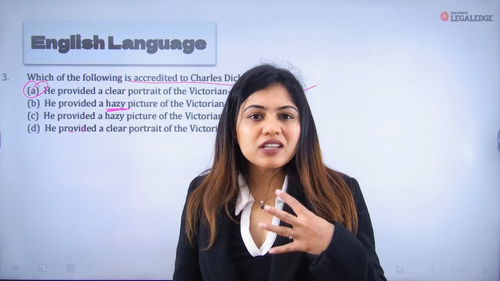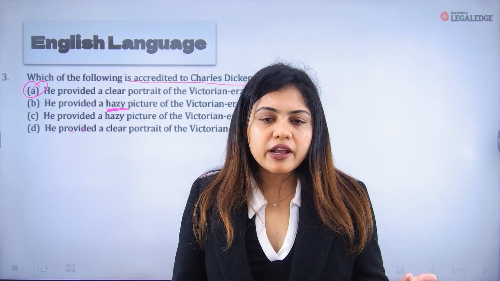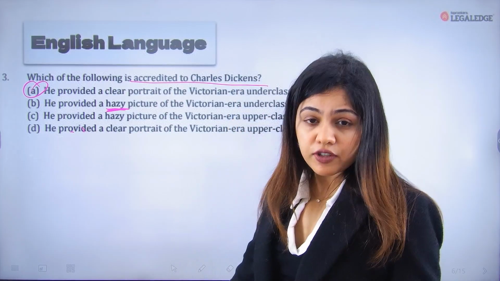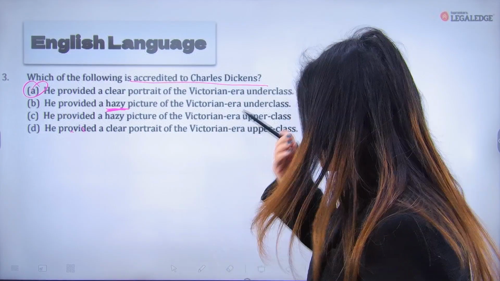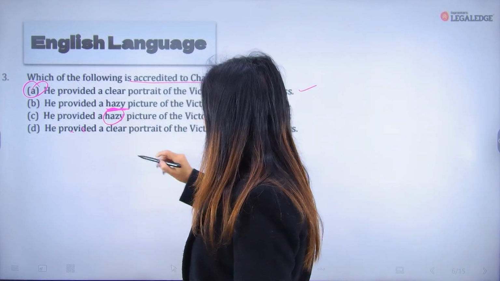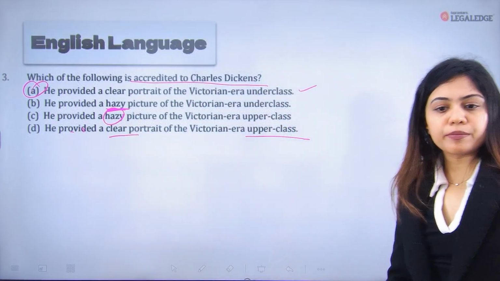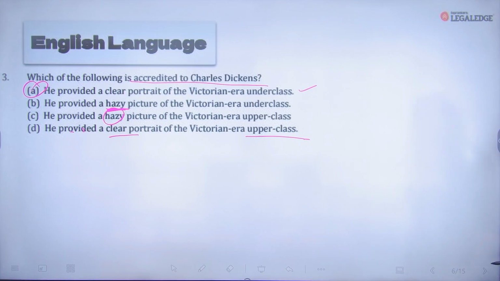Something which is unclear, whereas he did provide a very clear picture of the Victorian era underclass because he himself was a part of it for quite some time, right? Then यहाँ पे भी hazy picture है, so this is out of scope. Clear portrait, but यहाँ पे लिखा है upper class. That's why we eliminated this one, right?